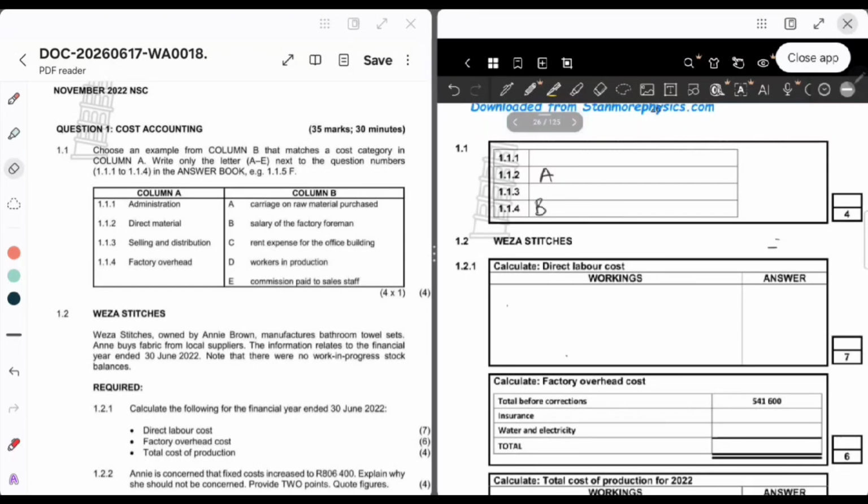Then we have the rent expense for the office building. Any cost related to office, we classify it as an administration cost. That is 1.1.1. 1.1.1, it will be C.